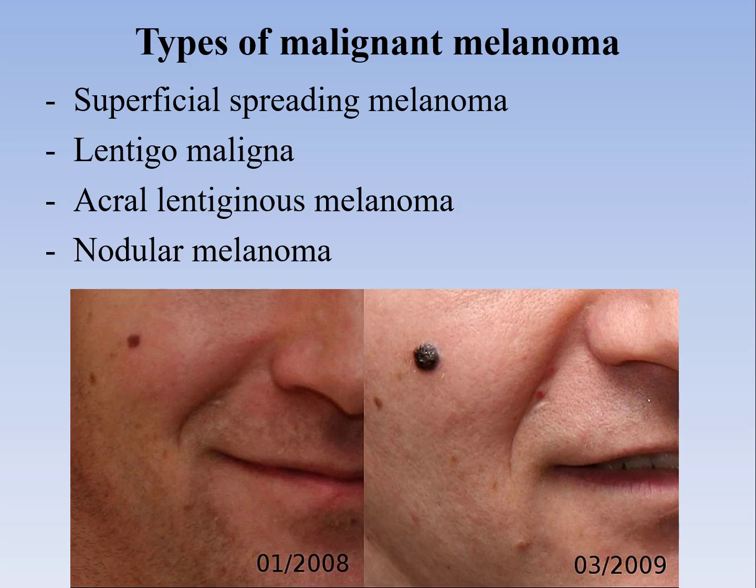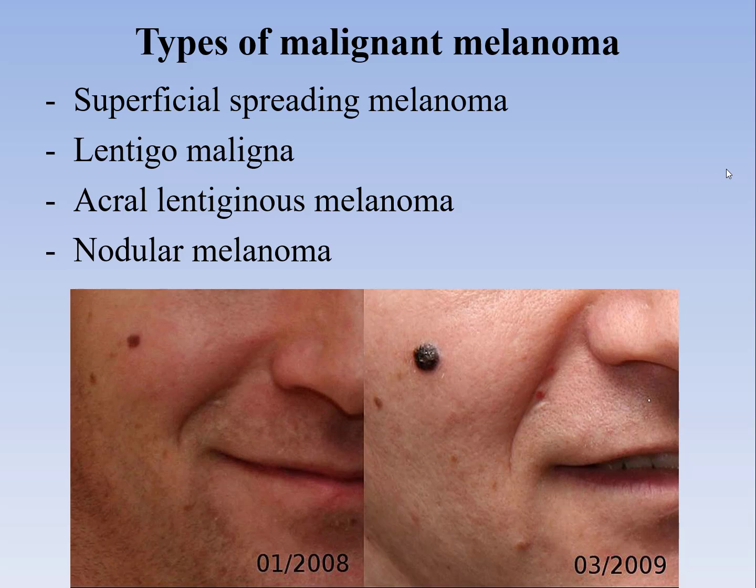Here you can see the features of evolution of the malignant melanoma. The man has a photo of the mole in January 2008, and in March of the next year you can see that the mole increased in size 2 or 3 times. So it's a typical feature of the malignant melanoma.